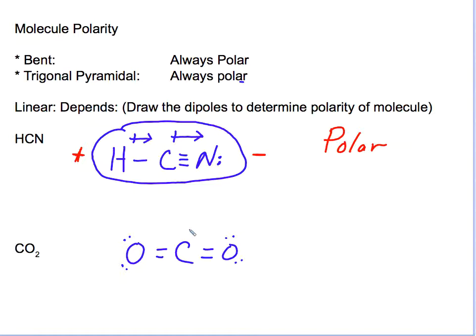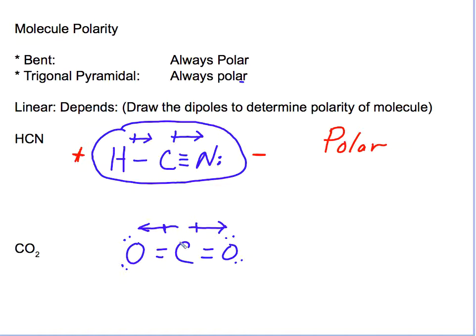And you would say, well, oxygen is more electronegative than carbon, so that oxygen is going to pull carbon's electrons towards it that way. But this oxygen is equally as electronegative as the oxygen on the other end, and so it's going to pull that way. And what you would notice is that the pull from each oxygen would be equal but opposite in direction.